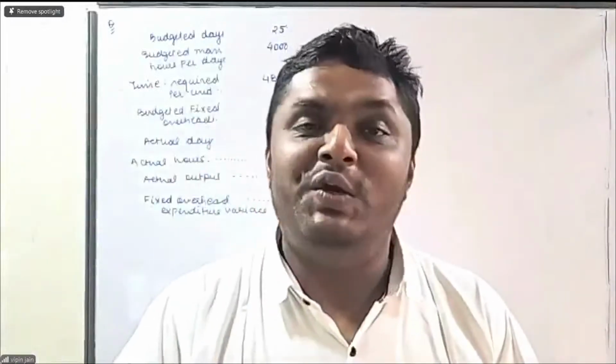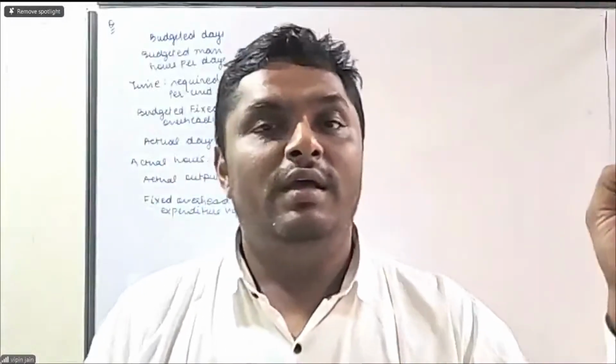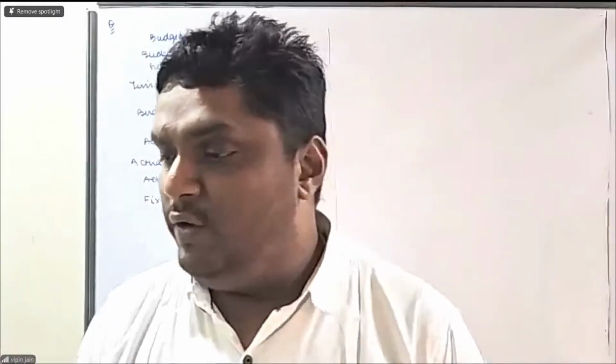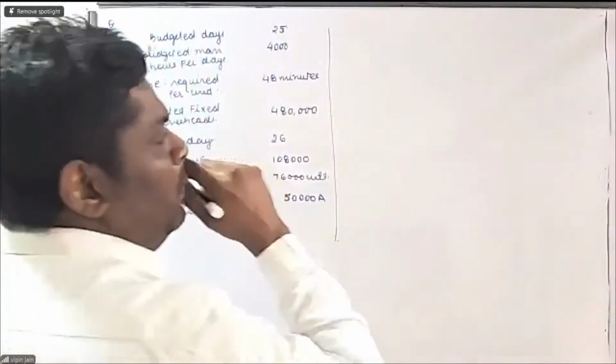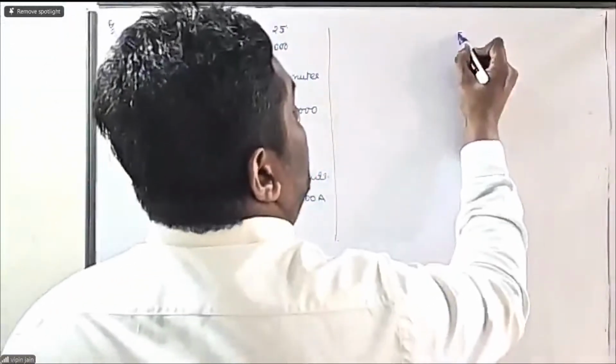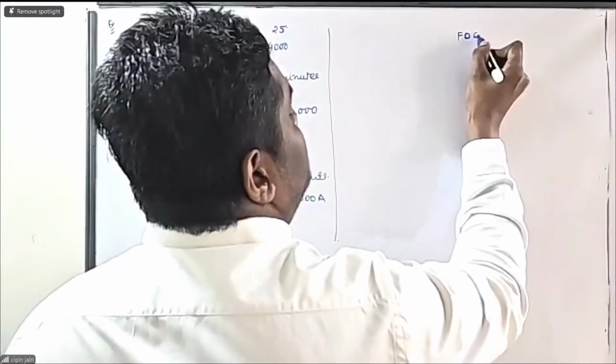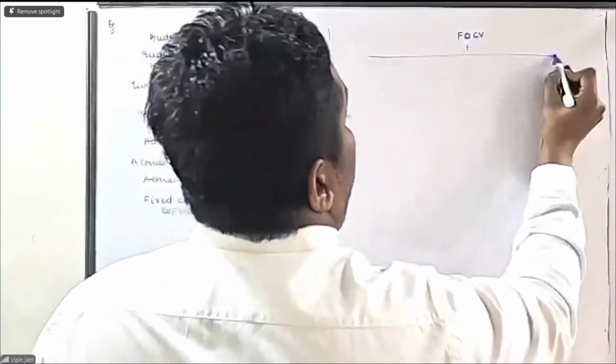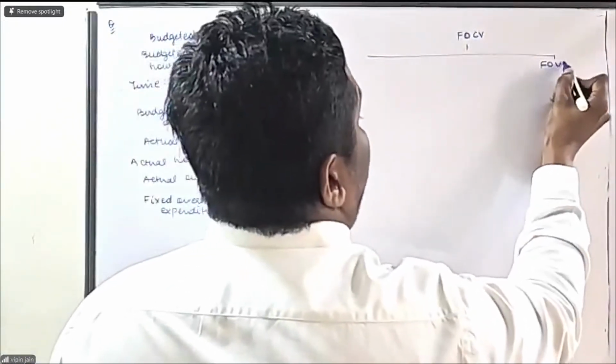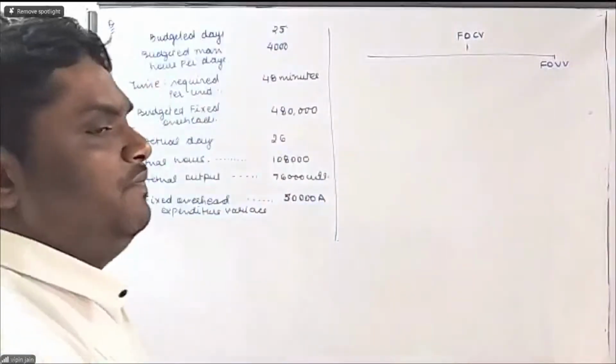So you are required to calculate cost and volume variance. Waiting for your answers now. First calculate cost and volume: fixed overhead cost variance and fixed overhead volume variance. So waiting for your answers.